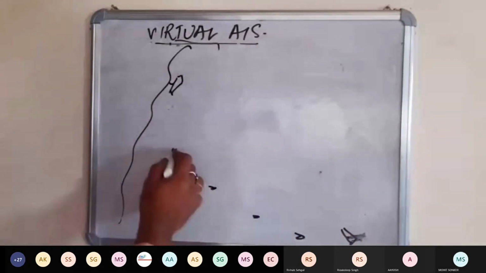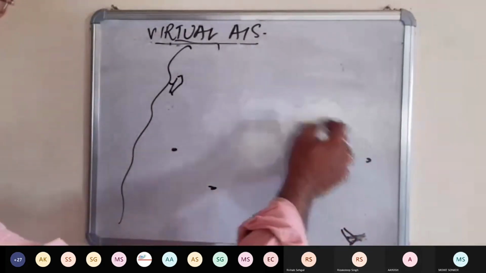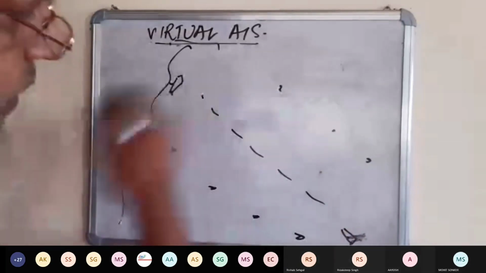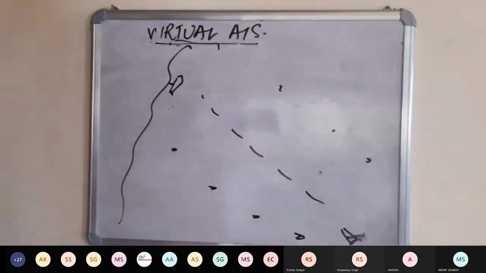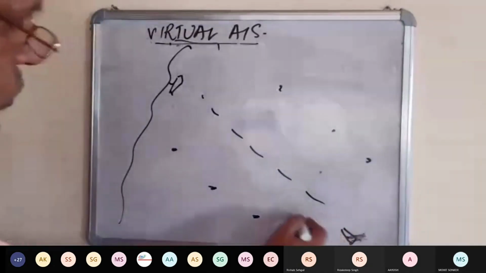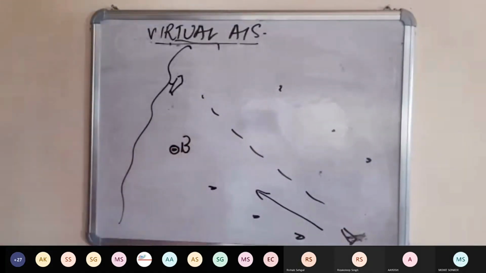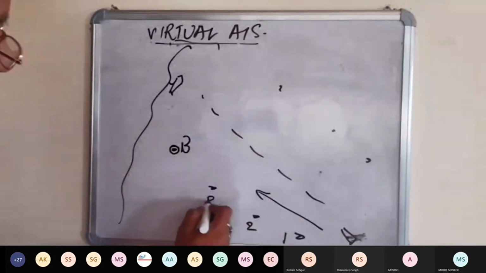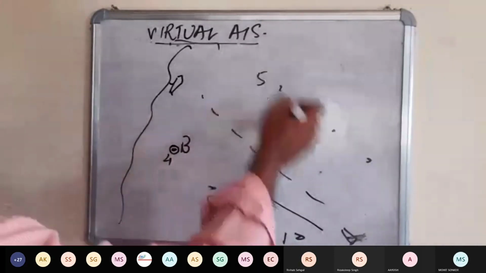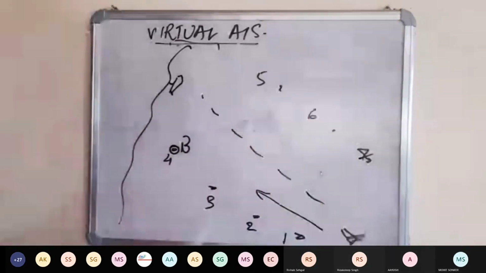Channels are made by buoys. There may be a traffic separation scheme, TSS. The ship has to go through this. So there are floating buoys basically. Would it not be a nice idea if we can identify each of the buoys so that I can see it on my radar?